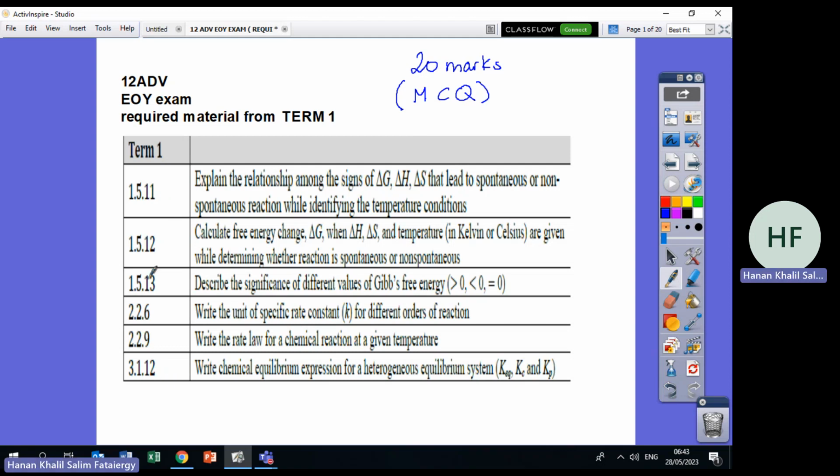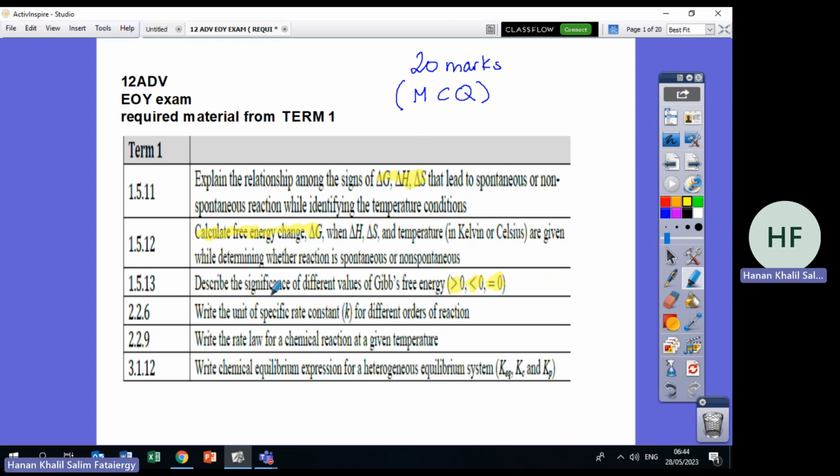You have 3 KPIs from lesson 5, and then this is lesson 7, and this is lesson 8. So only these are required. If you want, pause the video and go through these KPIs in order to know what is required. The first KPI is about the relation between delta G, delta H, and delta S. Number 2, you will calculate delta G. And number 3 is the significance of delta G, if it is positive or negative or equal to 0.